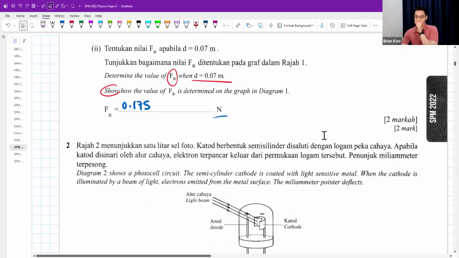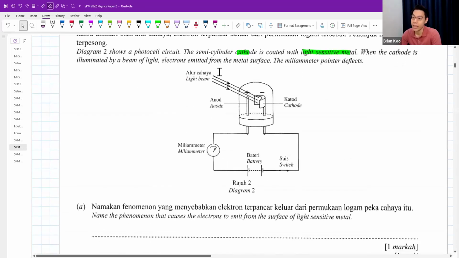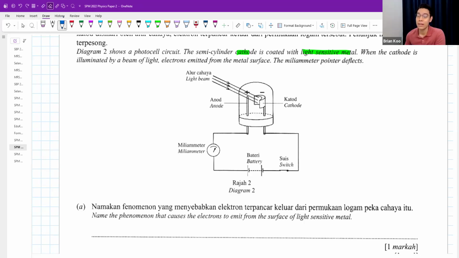Question 2. The diagram shows a photocell circuit. The semi-cylinder cathode is coated with a light-sensitive metal. When the cathode is illuminated with a beam of light, electrons are emitted from the metal surface, and the milliammeter pointer deflects. Name the phenomenon that causes electrons to be emitted from the surface of light-sensitive metal. They keep saying light-sensitive metal. You shine some light and electrons get emitted. That is photoelectric effect.